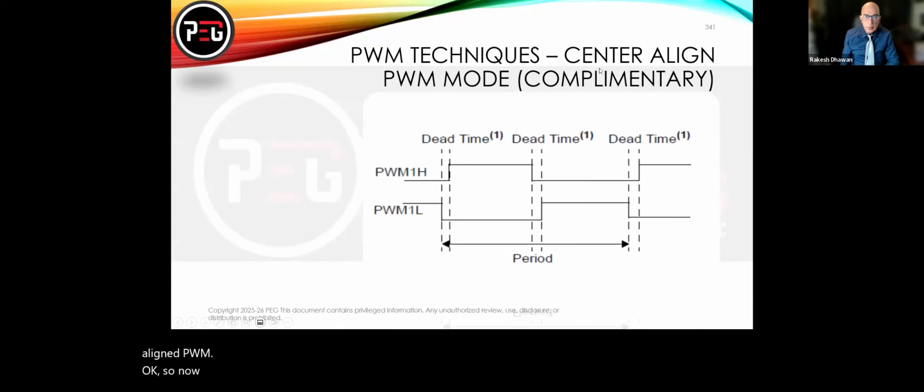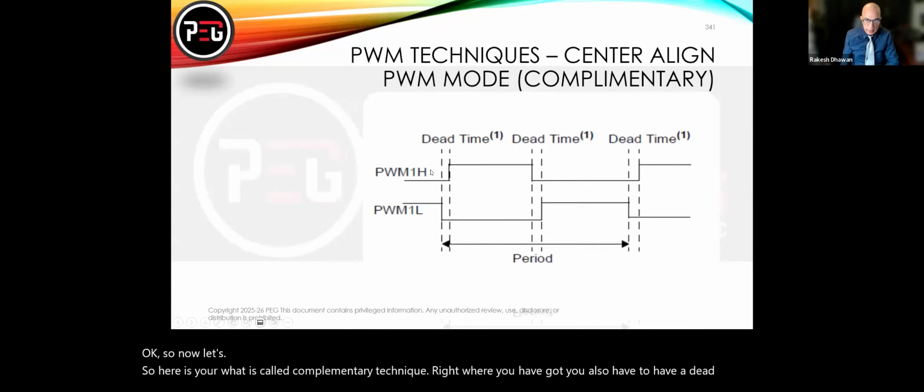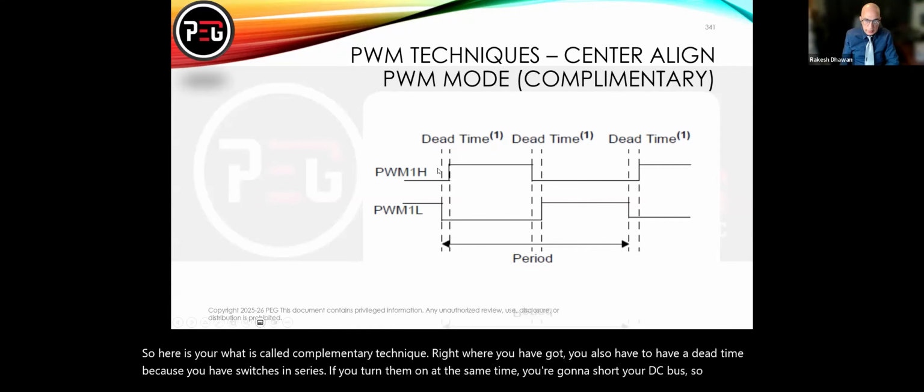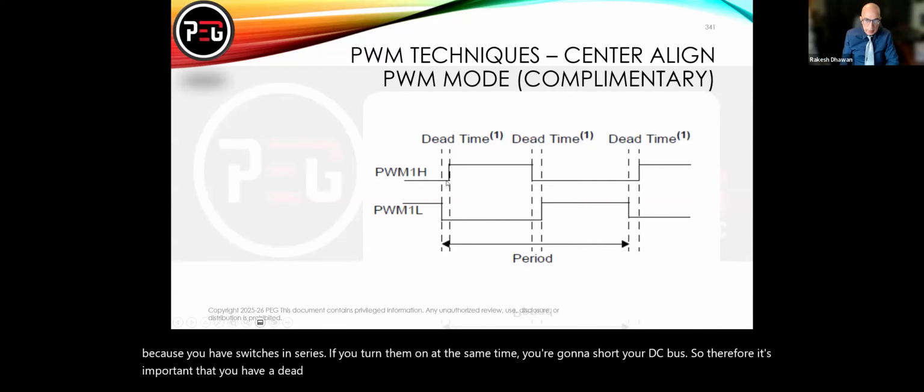Now here is what is called the complementary technique, where you also have to have a dead time because you have switches in series. If you turn them on at the same time, you're going to short your DC bus. Therefore, it's important that you have a dead time between them, and then you have a high and a low.